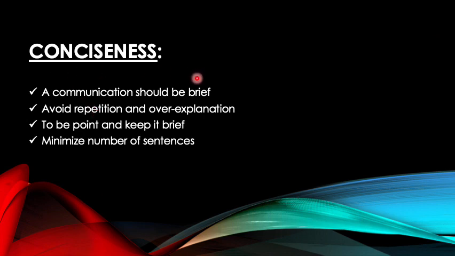Number two principle is conciseness. A communication should be brief. Try to communicate your message to your audience very short and brief. Avoid repetition and over-explanation. Don't repeat one point many times and don't give many explanations about one point. Be to the point and keep it brief. Convey your message to the point and very short. Minimize the number of sentences. If you are writing a letter to some organization or to government or to your friend or to your audience, you need to minimize the number of sentences.